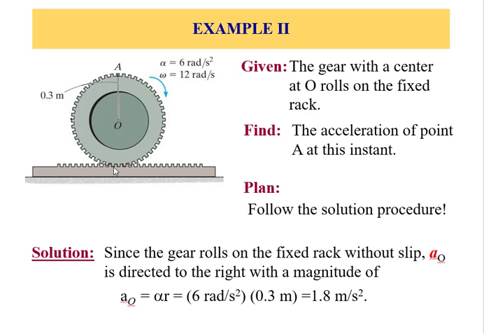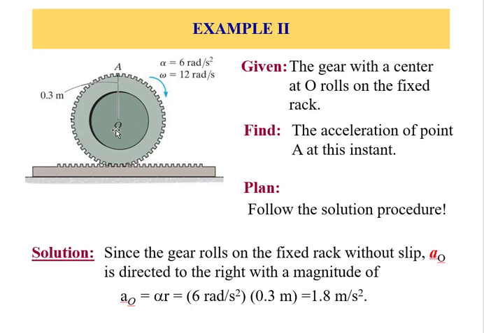So what's the plan? Now I can calculate the acceleration of A as seen by O, using the relative motion analysis of the acceleration. So acceleration of A equals acceleration of O plus alpha cross r A with respect to O minus omega square multiplied by r A with respect to O. So what we need to find is how much is AO.